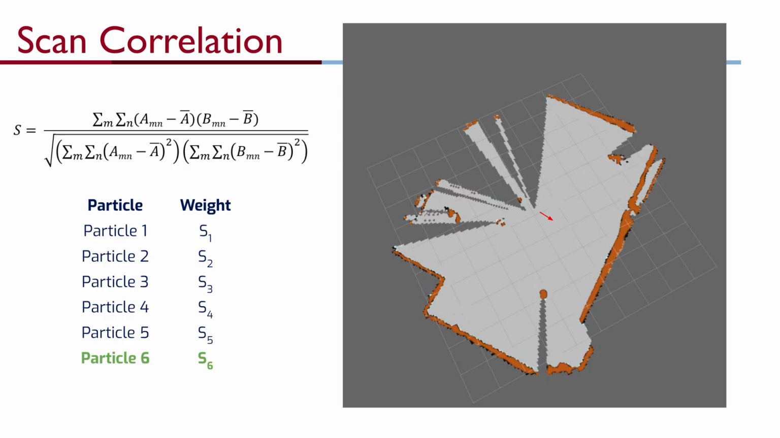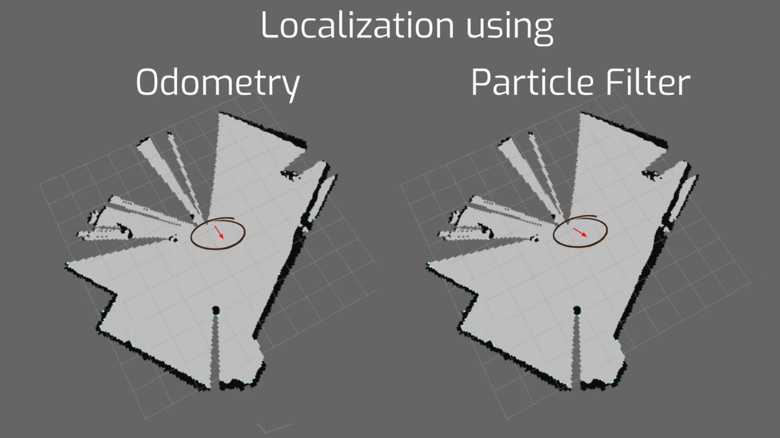Finally, once all 6 particles have been evaluated, we select the particle with the highest weight. This particle is considered the robot's estimated pose at the current time step. Here you can clearly see the effect of using a particle filter.